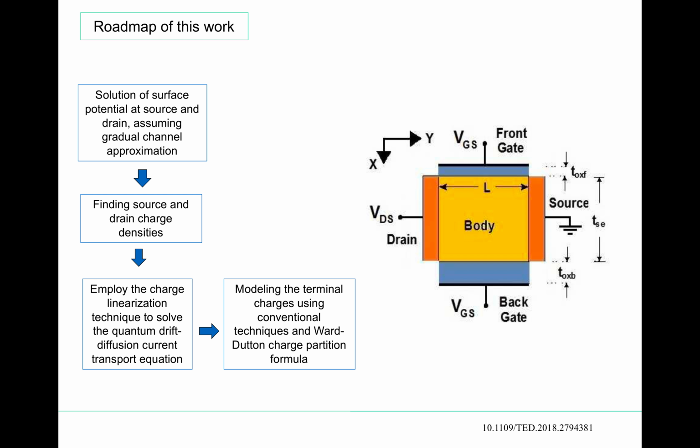So this is the overall roadmap of this work. First, we obtain the solution of surface potential at source and drain using the surface potential equation that I have described in the second slide. And then we find the source and drain charge densities, and we use all this in the novel charge linearization scheme to solve the quantum drift diffusion current transport.